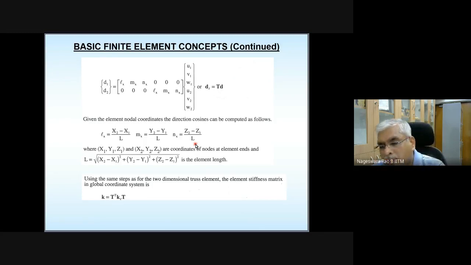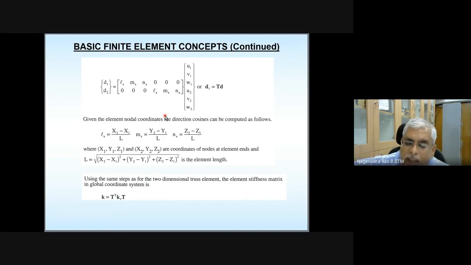Once you know the location of this element, the local node 1 coordinates and node 2 coordinates of that element, you can easily get Lx, Mx, Nx. First you need to determine the length of the element. Once you have the length, you can determine these components, which are called direction cosines. Once you get the direction cosines, you can easily write the transformation matrix.